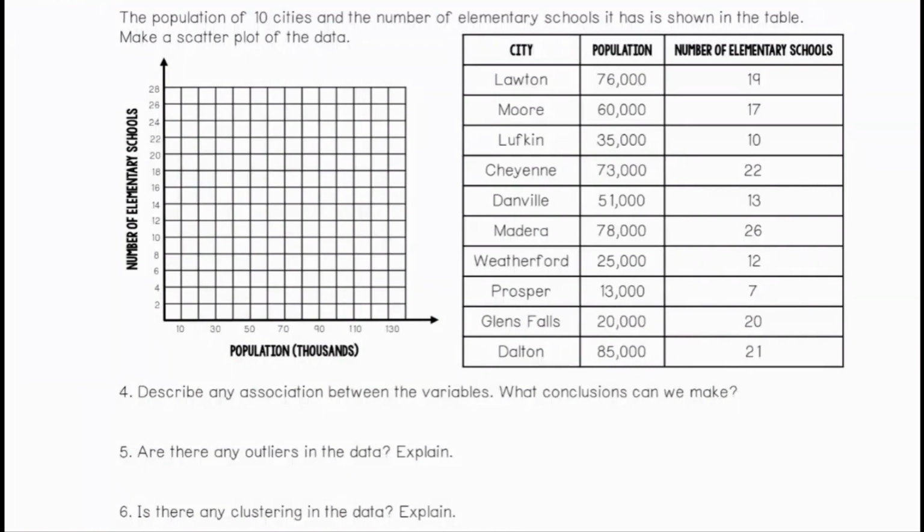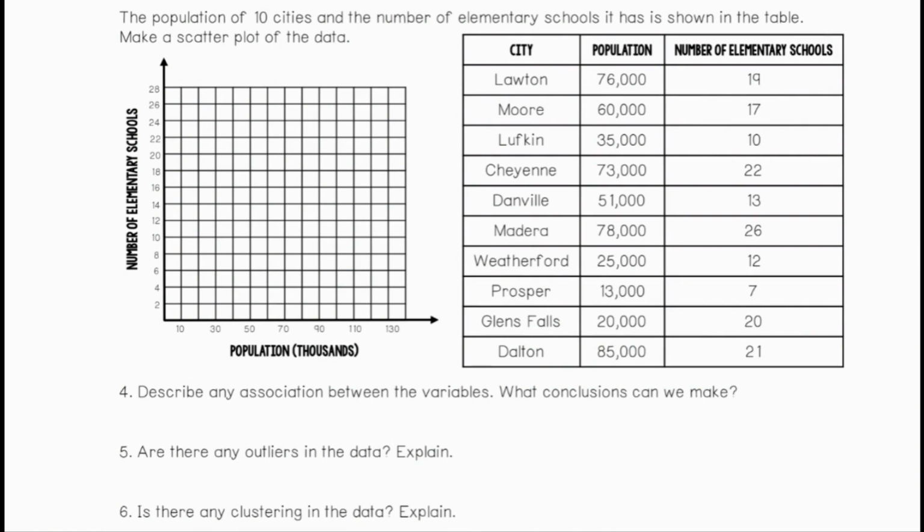Looking at number 2, the population of 10 cities and the number of elementary schools it has is shown in the table. Make a scatter plot of the data. So we can see from our table that we have a bunch of cities, their populations, and the number of elementary schools. Again, we want to identify our x and y coordinates. Our x, or independent variable, is going to be the population size because the number of elementary schools is going to depend on the population size.